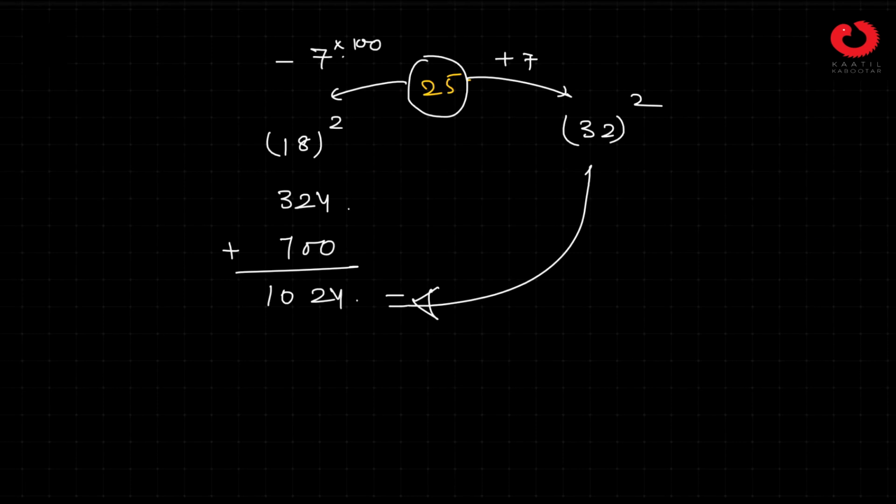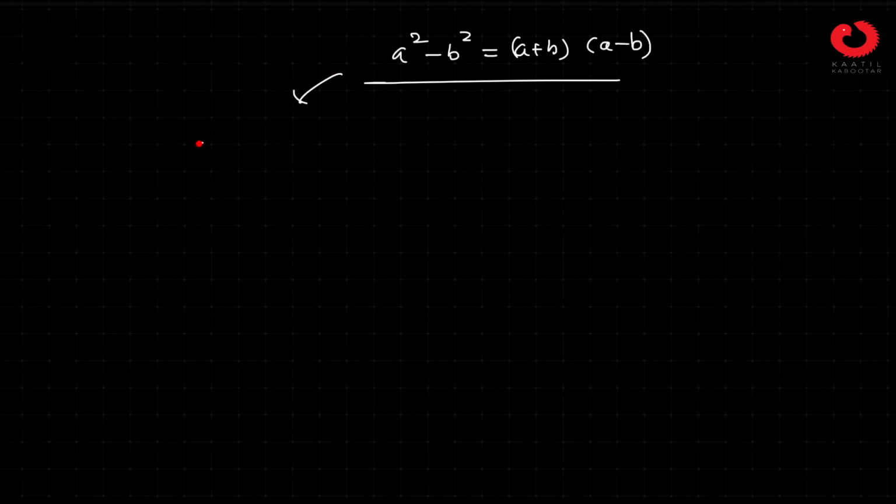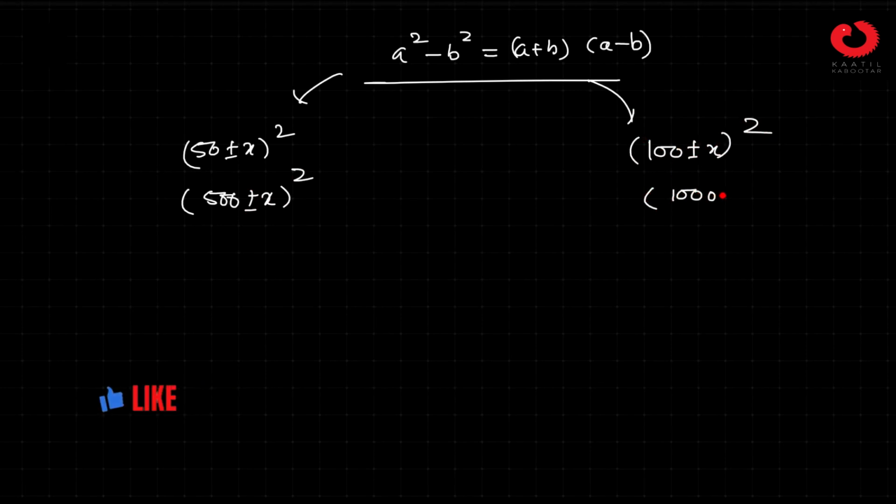Fine. So today's class we will be stopping here, and today's learnings are: a square minus b square is equal to (a plus b)(a minus b), and you have seen how to use this application. You have seen (50 plus minus x) whole square, and expanded it one more step as (500 plus minus x) whole square. Then you saw (100 plus minus x) whole square and (1000 plus minus x) whole square, and at last we concluded by seeing the symmetry of 25.